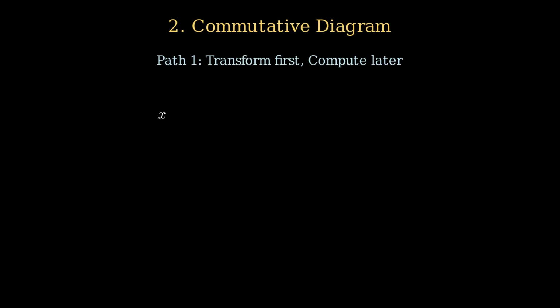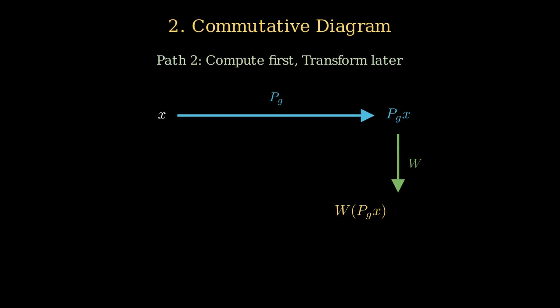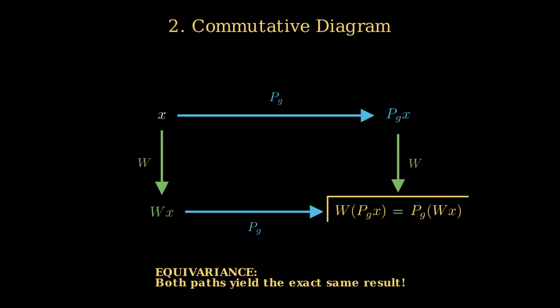This brings us to a fundamental concept, the commutative diagram. Path number 1, we first transform the input with P_G, and then apply the neural network W. This gives us the left side of our equation. Path number 2, we apply the neural network W first, and then apply the geometric transformation P_G to the feature maps. For a layer to be equivariant, both paths must commute. Meaning, it doesn't matter which path you take, you must end up with the exact same result.